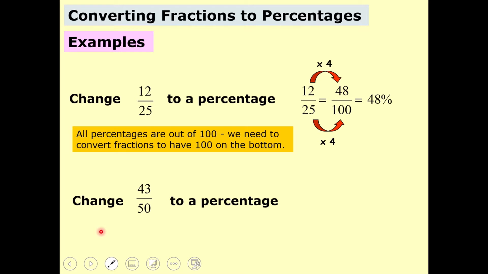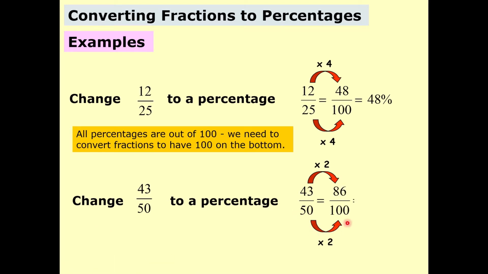And next one, 43 over 50 into a percentage. We need to change that 50 to become 100 by timesing by 2. So whatever we do to the bottom, we have to do to the top. So 50 times 2 gives us 100. 43 times 2 will give us 86. And then we can read off our fraction to say that that is 86%.